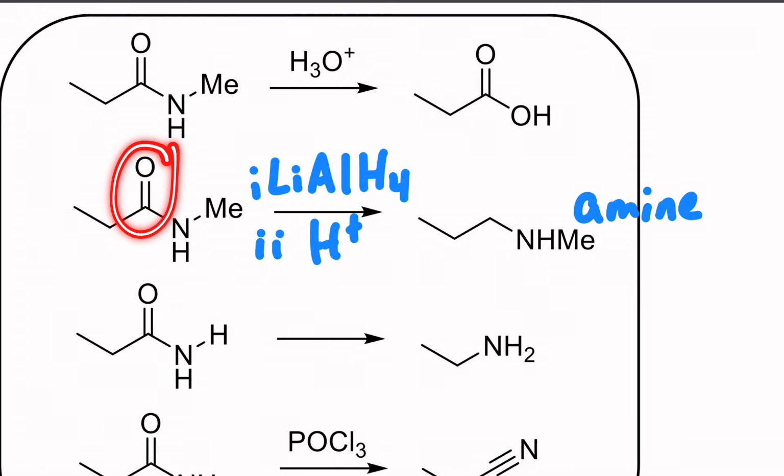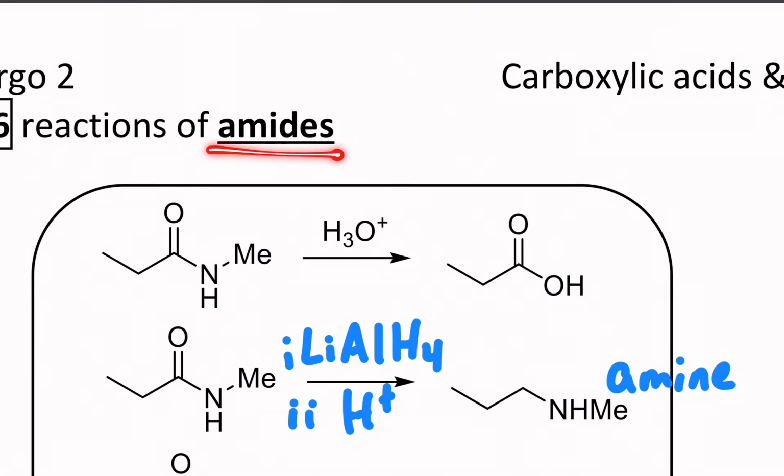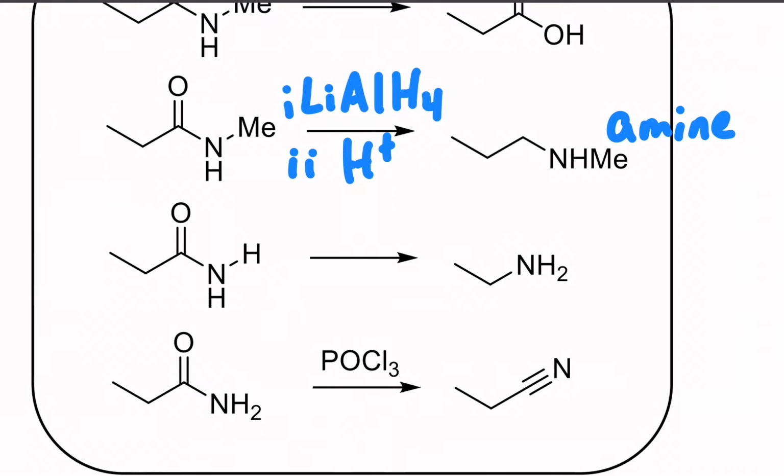It reminds me of the Wolff-Kishner because the carbonyl completely goes away. But the Wolff-Kishner is for ketones and aldehydes. Here we are in amides. They do different chemistry. The one after that is the Hofmann rearrangement.